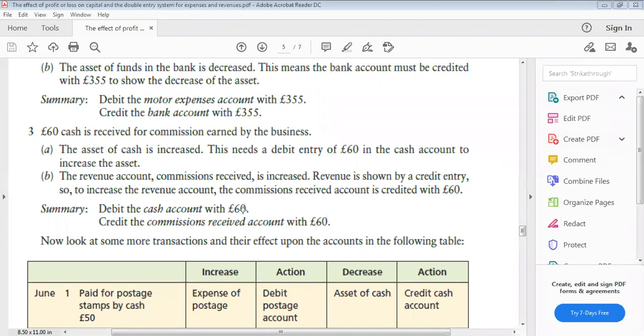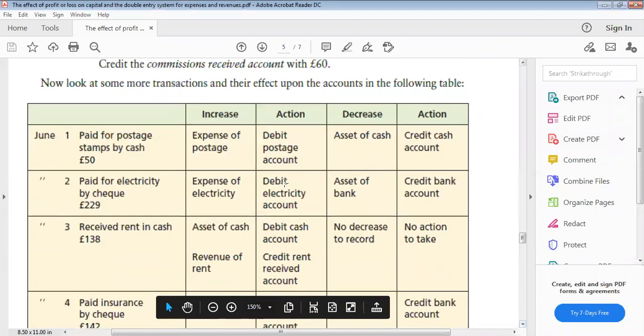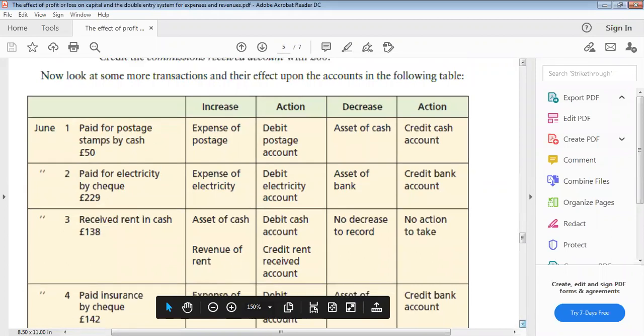All right. So revenue is shown by a credit entry, while expenses are shown by a debit entry. And for every transaction, there must be a debit and a credit entry. Now, let's look at some more transactions and the effect upon the accounts in the following table.